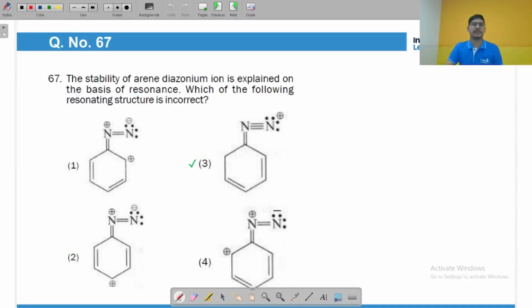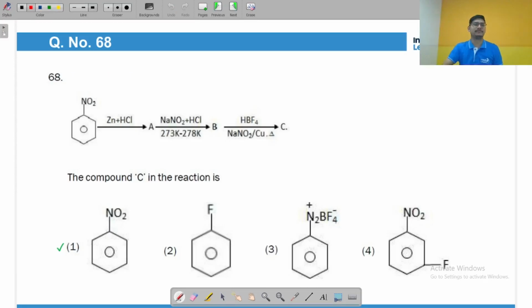The stability of arene diazonium salt is explained on the basis of resonance. Which of the following is incorrect? Of course, this structure is not possible because how can we have sp3 hybridized carbon in the benzene? So that is the incorrect resonance structure.